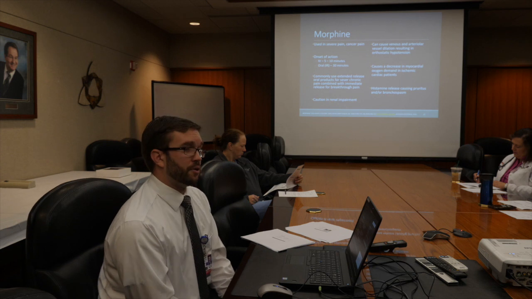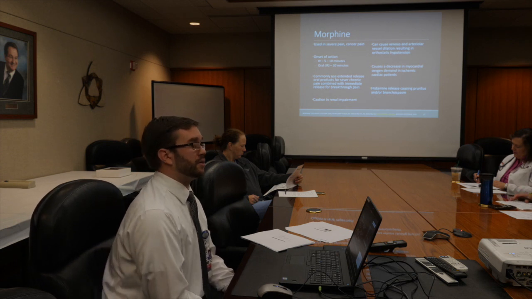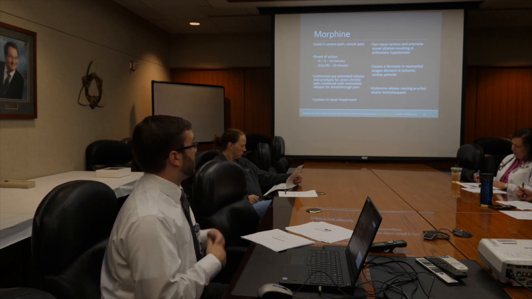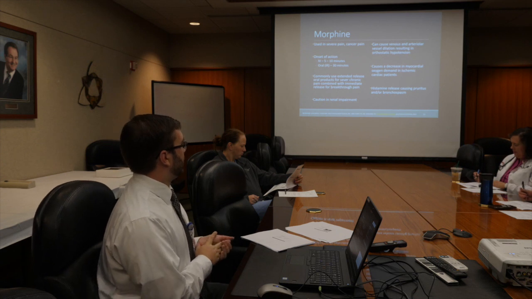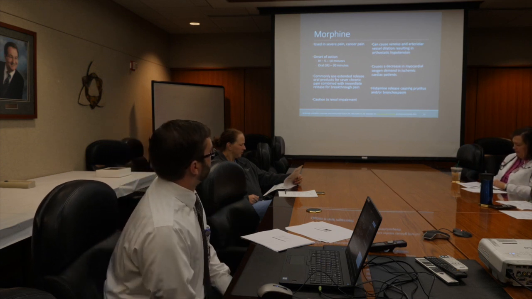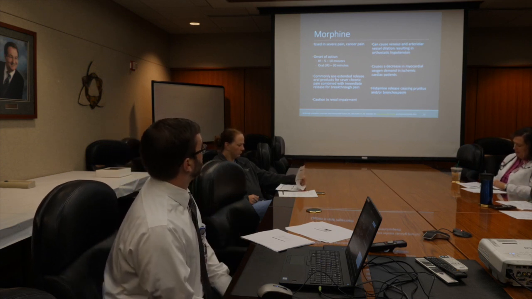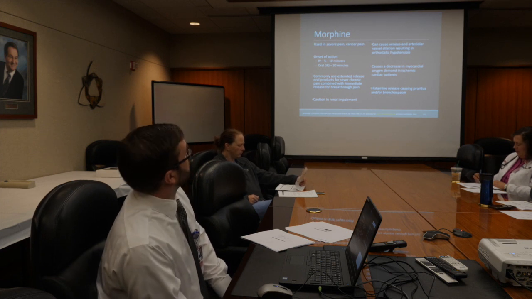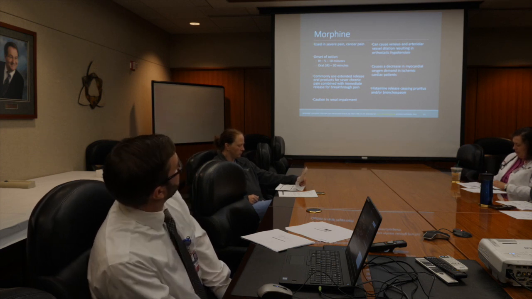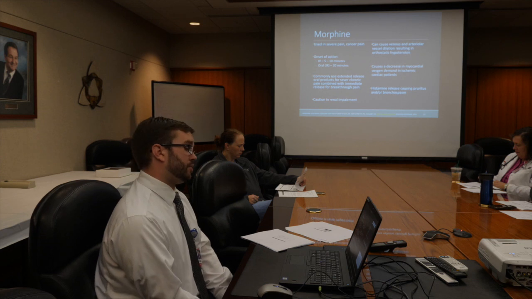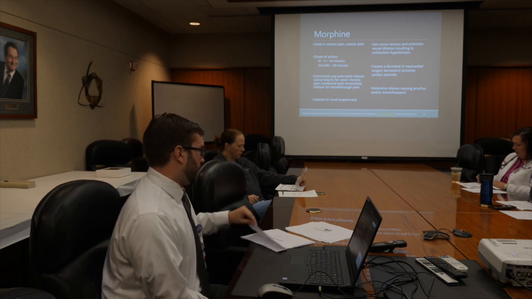Caution in renal impairment. If we do have renal impairment, we probably need to be looking at adjusting that dose, because the patient can't eliminate that medication as effectively as some of the other ones. We just need to make sure that we are dosing them appropriately to watch out for any of those adverse effects. It can cause venous and arterial vessel dilation, resulting in orthostatic hypotension.